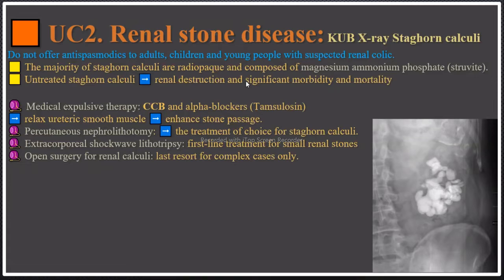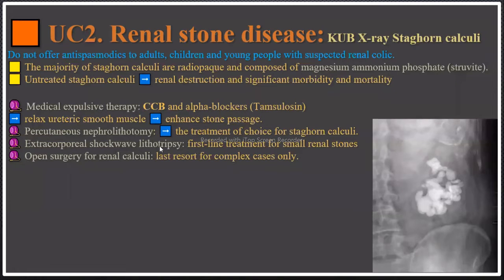Remember that any patient with staghorn calculus should have it removed urgently. You can use medical expulsive therapy: a calcium channel blocker and an alpha blocker, tamsulosin. It will relax ureteric smooth muscle and enhance stone passage. Percutaneous nephrolithotomy is surgery, so it's not our duty, but it is the treatment of choice for staghorn calculi. If they ask what the definitive treatment is, choose percutaneous nephrolithotomy. But if they ask what the initial treatment is, give analgesia and medical expulsive therapy.